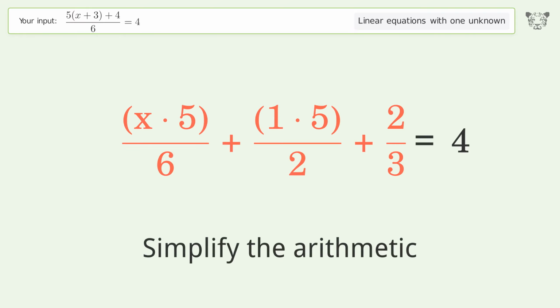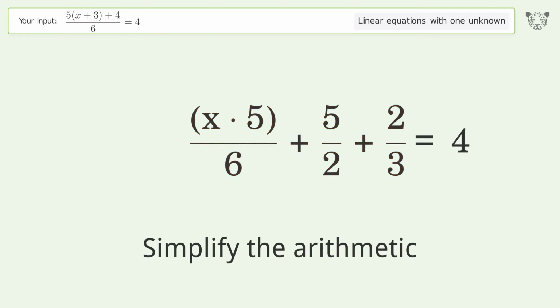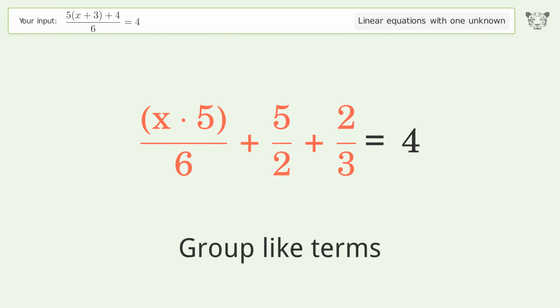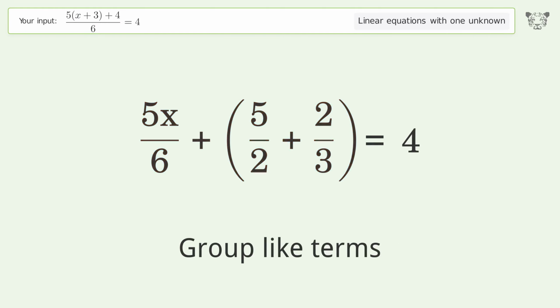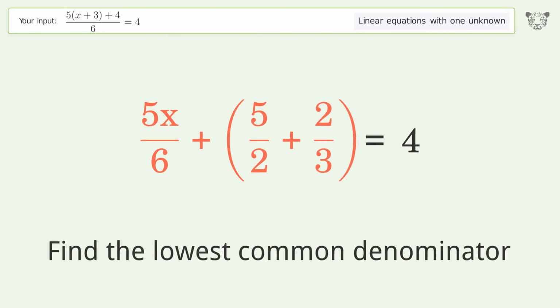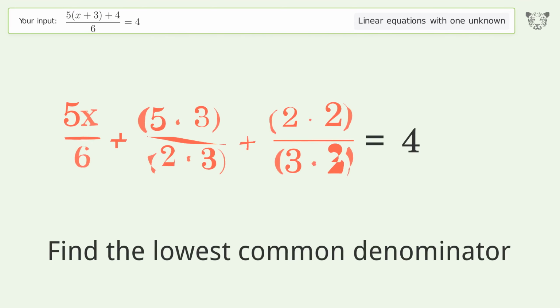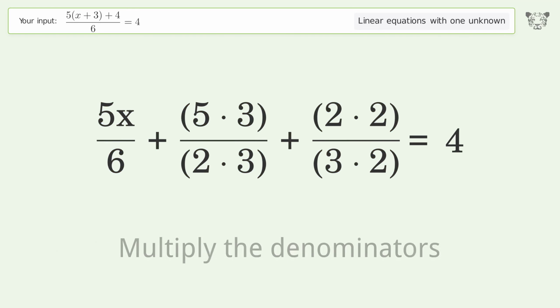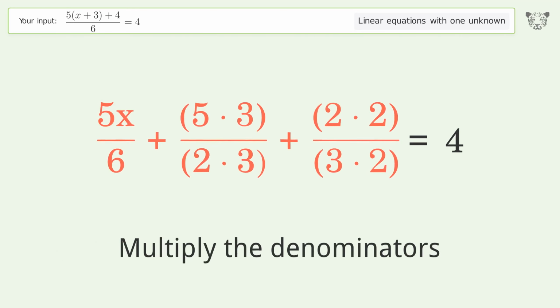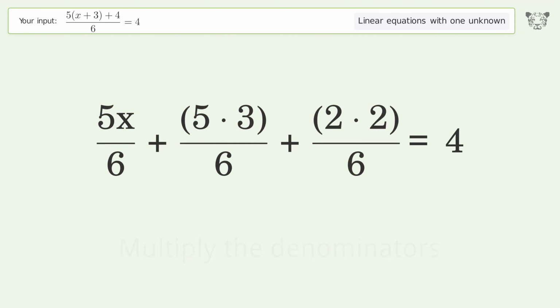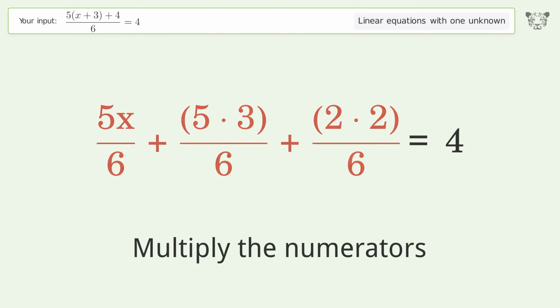Simplify the arithmetic. Group like terms. Find the lowest common denominator. Multiply the denominators. Multiply the numerators.